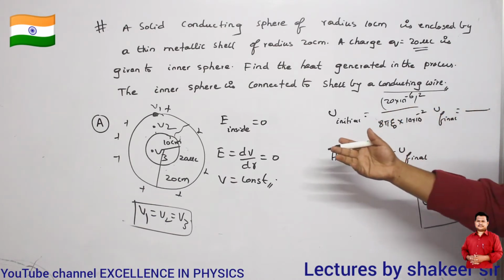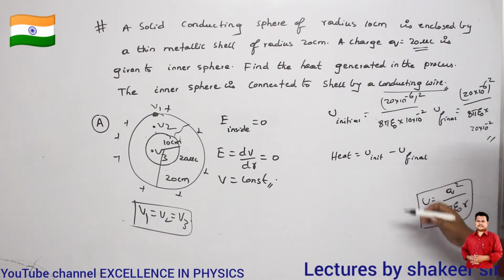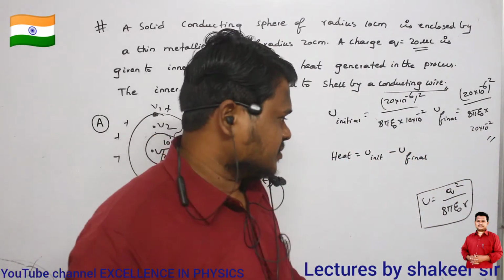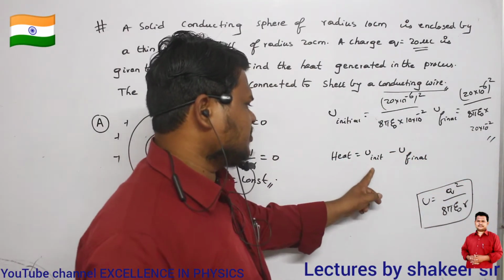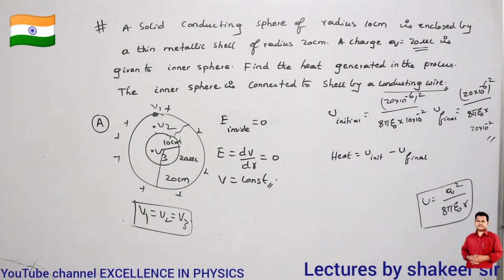Again the total amount of charge is always a constant, no? So I can write 20 into 10 power minus 6 whole square divided by 8 pi E naught into radius. Now what is the radius of this bigger sphere? 20 centimeter. So 20 into 10 power minus 2. Clear now? So just substitute all these values, then that is our equation. Clear? So heat generated is U initial minus U final. Calculate this one and see what answer you get.